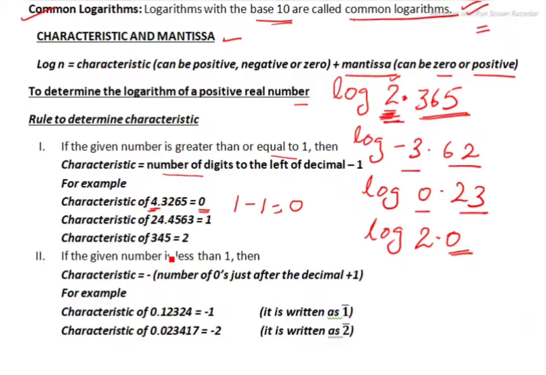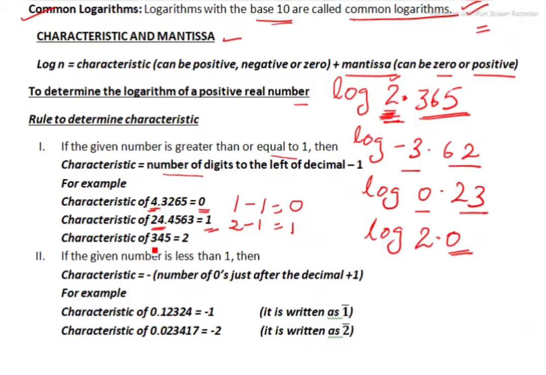Let us take one more example. We have 24.4563. In this, we have two digits to the left of the decimal. So the characteristic will be 2 minus 1, which is equal to 1. That means in the characteristic we will write 1.